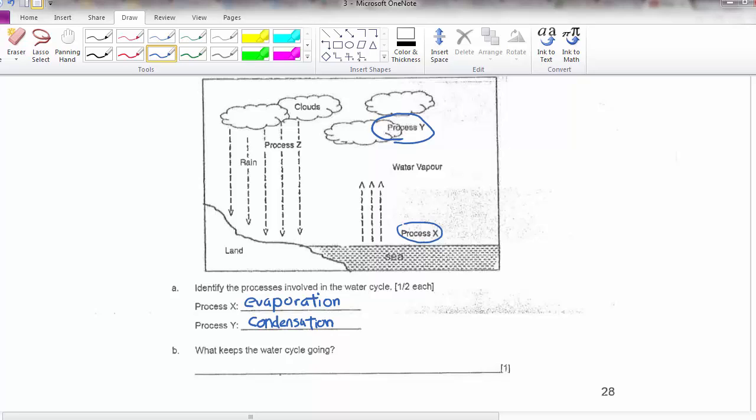So what keeps the water cycle going? Well, very simply, it's the sun, or you can say the heat from the sun. Alright, the heat from the sun.